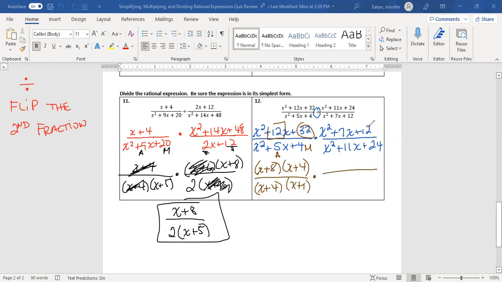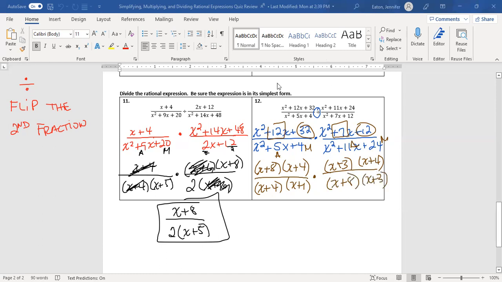We have 2 more to factor here. What multiplies to 12 and adds to 7? We did this one earlier. We know that it's x plus 3 and x plus 4. And lastly, what multiplies to 24 and adds to 11? That's x plus 8 and x plus 3.